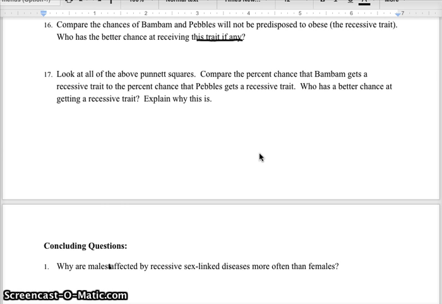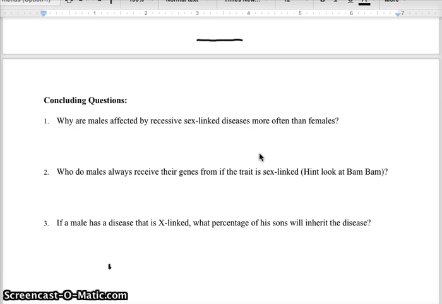Why are males more affected by recessive sex-linked diseases more often than females? Who do males always receive their genes from if the trait is sex-linked? And if a male has a disease that is X-linked, what percent of his sons will inherit the disease? I want you to think about those and go back and look at your examples to try to figure it out, because these are the main gist of what you need to get out of this. So that is just an introduction to sex-linked genes.